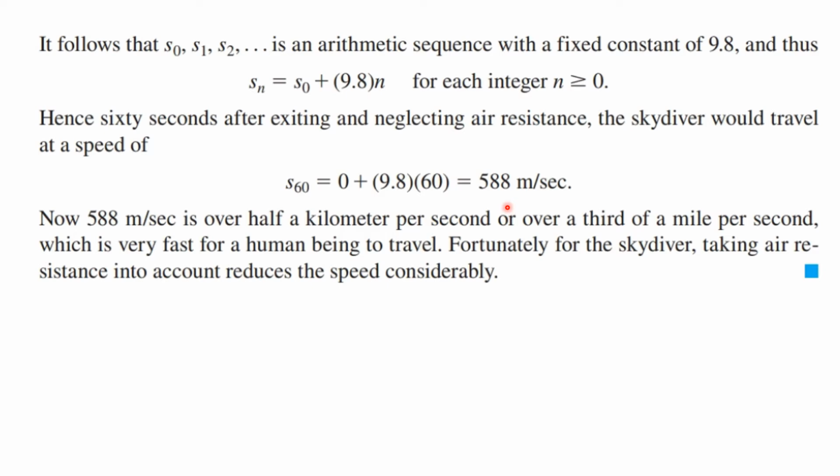588 meters per second. Now that's over a half a kilometer per second, or over a third of a mile per second. That's very fast for a human. Now fortunately there is air resistance and it really doesn't get quite this fast.